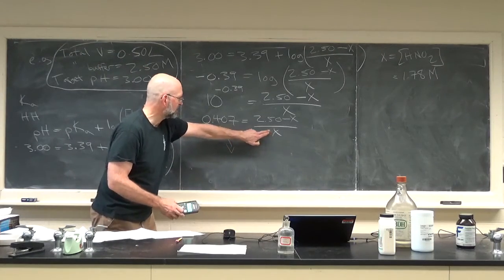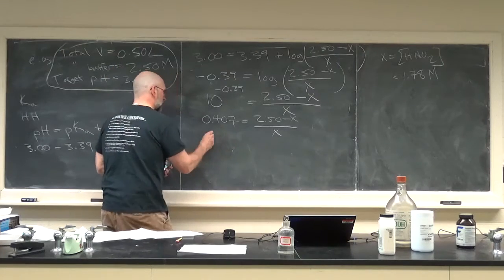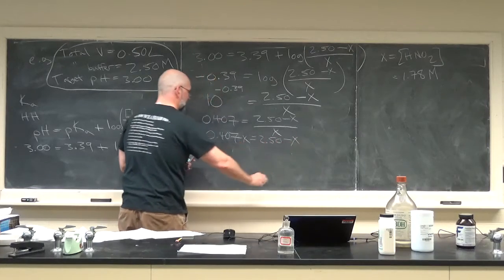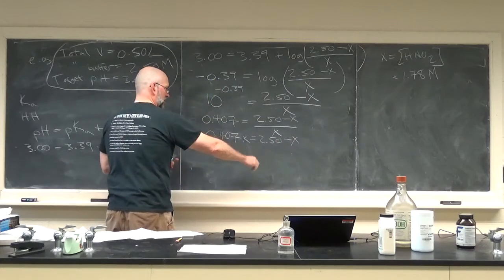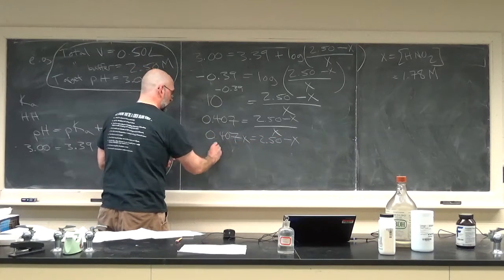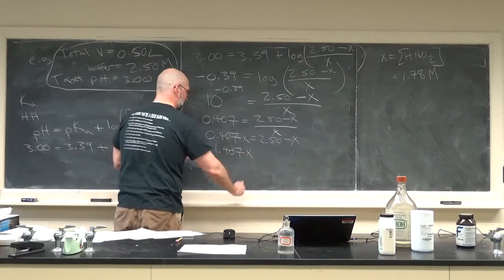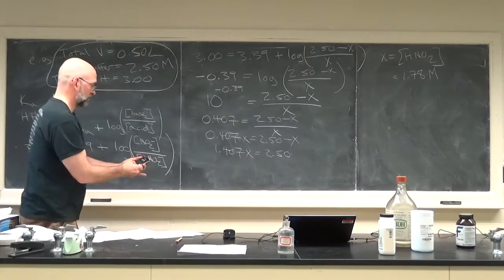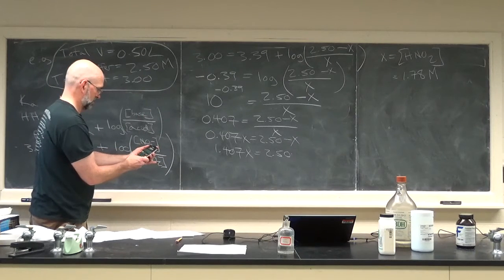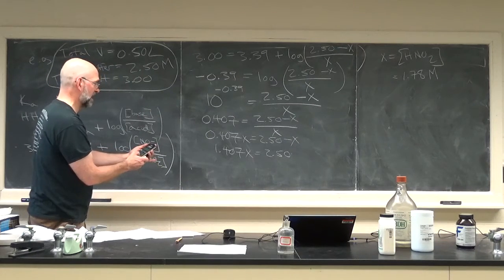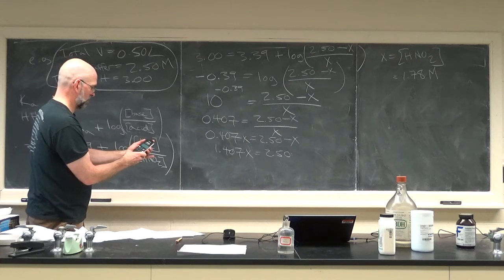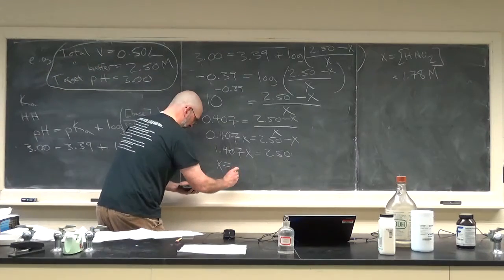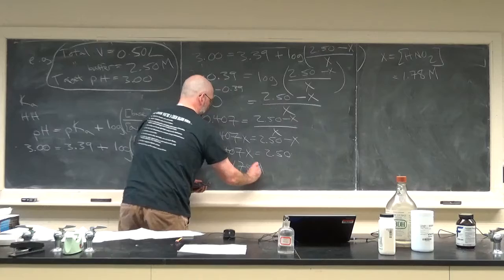So you can multiply each side by x. So you get 0.407x equals 2.50 minus x. And then you bring this x over here, which is just 1. So 1.407x, because I'm doing it for you, equals 2.50. Let's see if we get the answer. So 2.5 divided by 1.407. Yeah, okay, that's what I thought. So x equals 1.78. All right, so you're welcome.